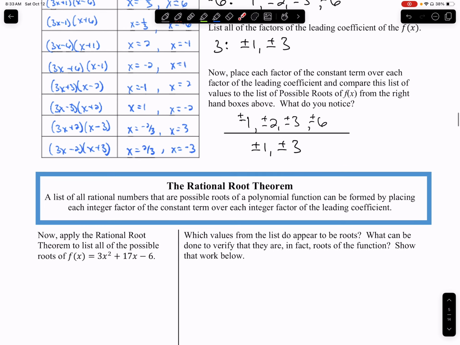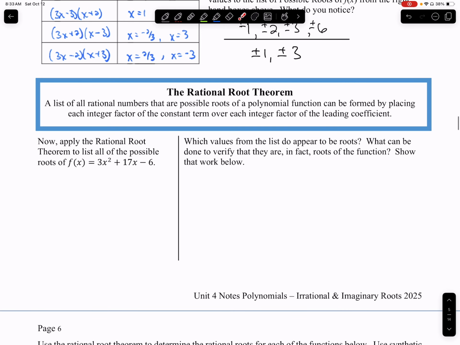That leads us to the rational root theorem. It's a list of all the rational numbers that are possible, I want to stress the word possible, that are possible roots of a polynomial function. They can be formed by placing each integer factor of the constant term over each integer factor of the leading coefficient. So we're going to do that problem again, but now we're going to do it not coming at you sideways. Apply the rational root theorem to list all the possible roots of f of x.